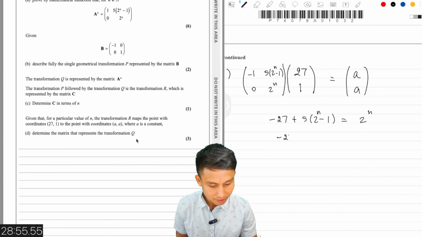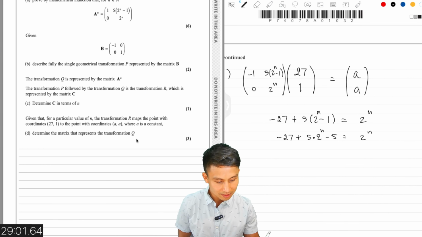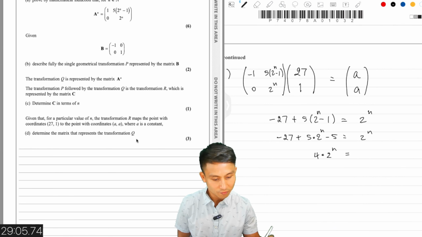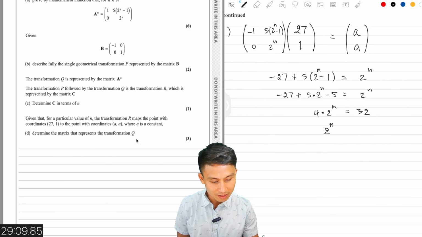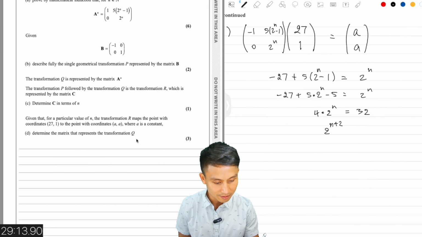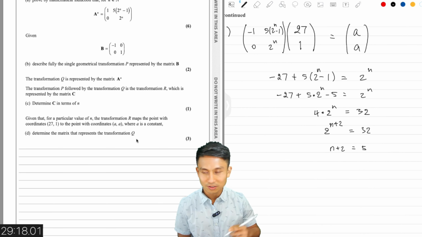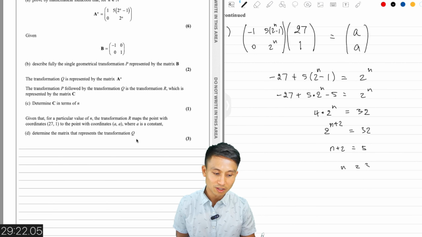Simplifying all this, we get minus 27 plus 5 times 2 to the n minus 5 equals 2 to the n. Collecting terms, we have 4 times 2 to the n equals 32, moving 32 to the other side. So that's basically 2 to the n plus 2, because 4 is 2 to the 2, and I use a law of indices to merge them. Basically n plus 2 must be 5, because 2 to the n plus 2 equals 2 to the 5. So n equals 3.